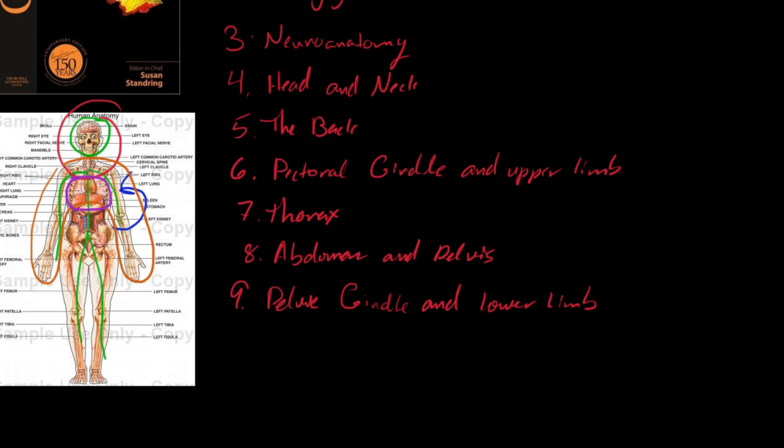Abdomen and pelvis, let's just do black because I'm running low on colors, which is going to be really here. And then the pelvic girdle, and then the lower limb. Actually, I should write this a little bit better. The abdomen and pelvis is going to be right here, not all the way down there. And then I'm going to do blue again because that wasn't used much. Then we're going to be number 9, the pelvic girdle and the lower limbs, this area right here.